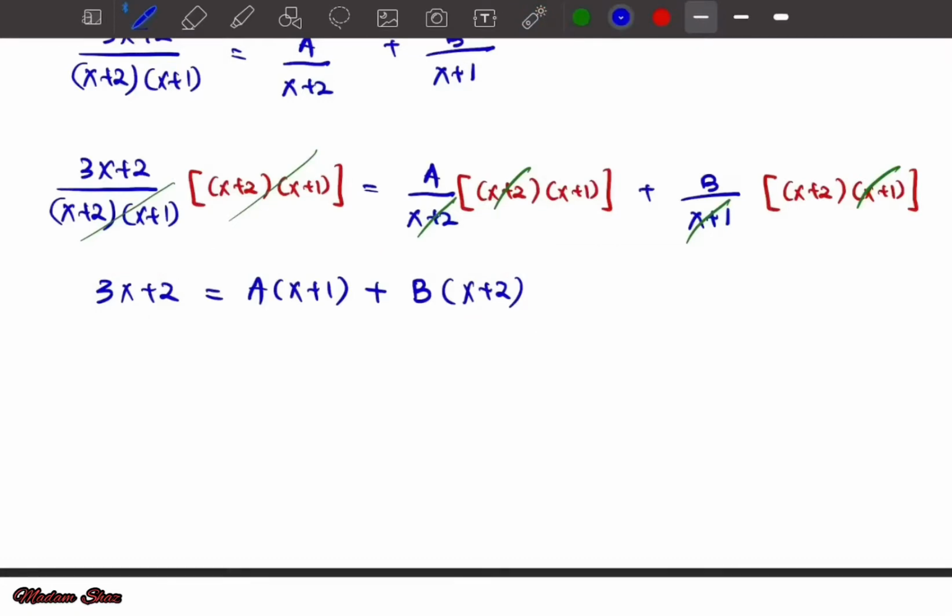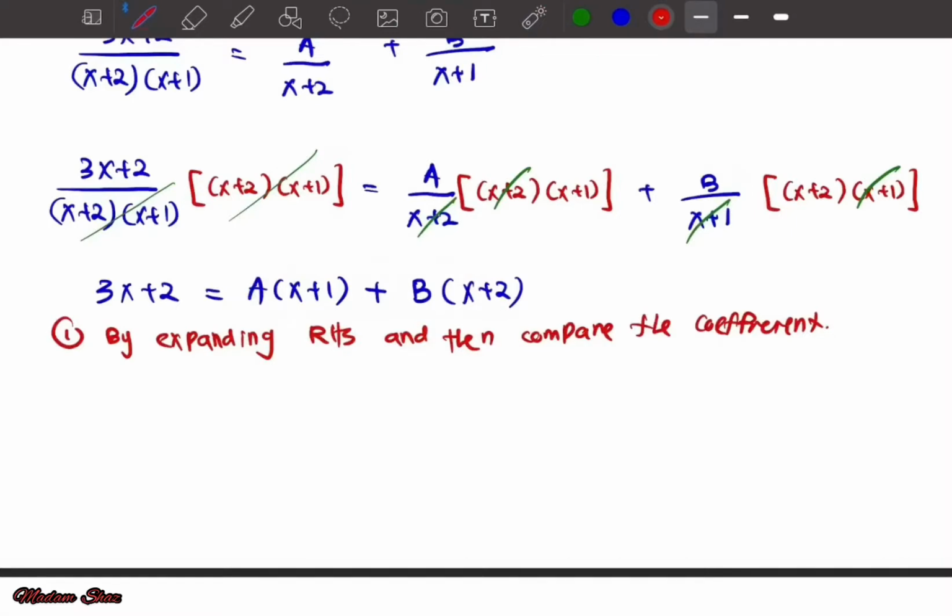You have to find the value for A and B. So there are two methods in order to find the value of A and B. So the first method, by expanding the right hand side and then comparing the coefficients. So we will expand the right hand side. So the left hand side is 3x plus 2, and the right hand side is A multiplied by x, A multiplied by 1, so Ax plus A. B multiplied by x, B multiplied by 2, plus Bx plus 2B.